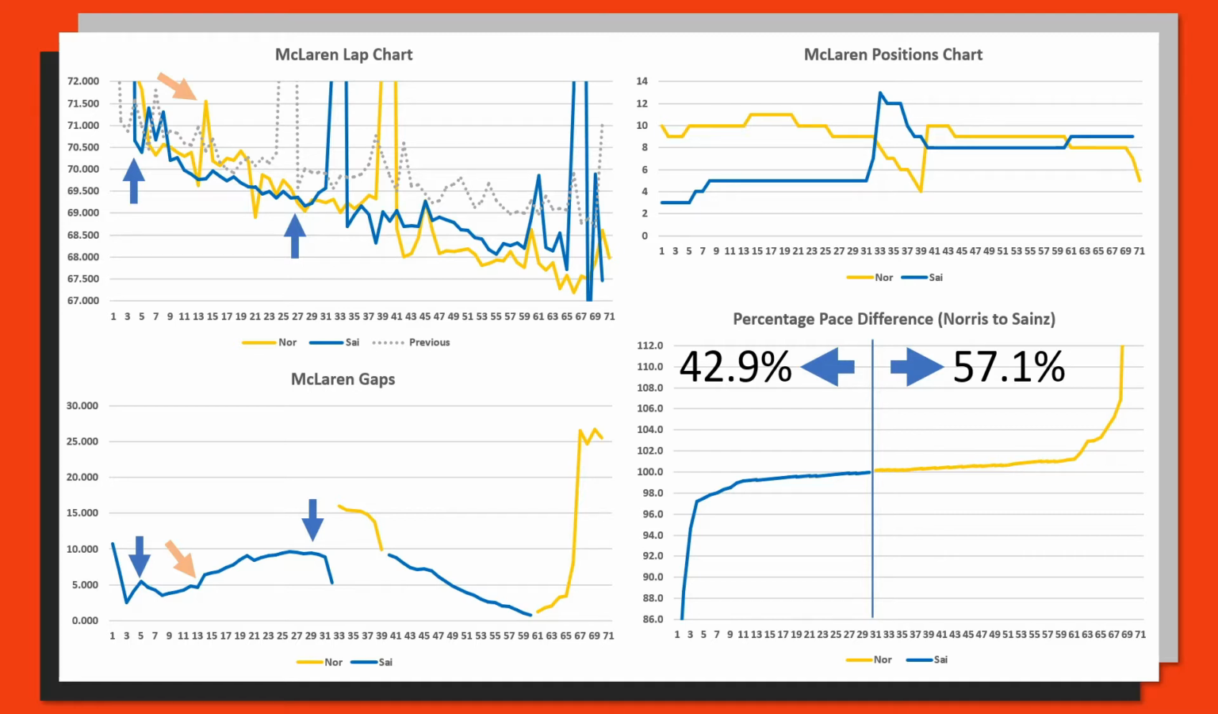However, a little bit further down the line, and still between the two blue arrows, we have this here, where he managed to put in a mega lap. And then looking at the gaps chart, that is shown by this small little decrease in the gap. However, in the grand scheme of things, it's still increased between the two blue arrows.